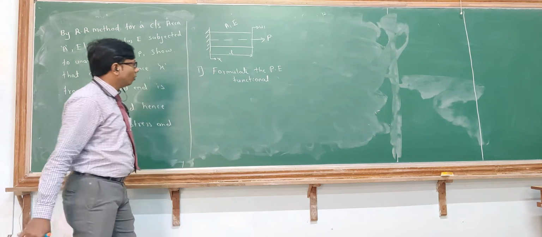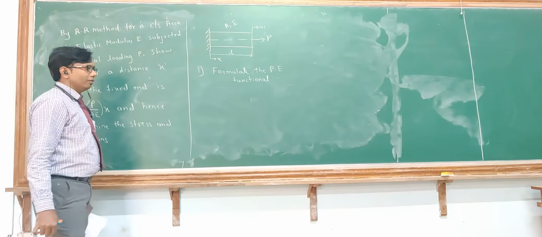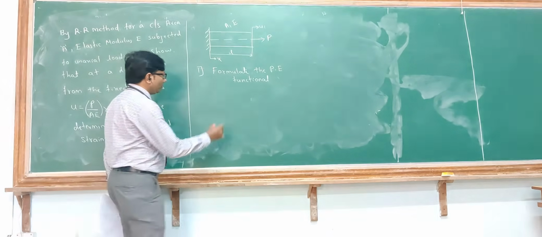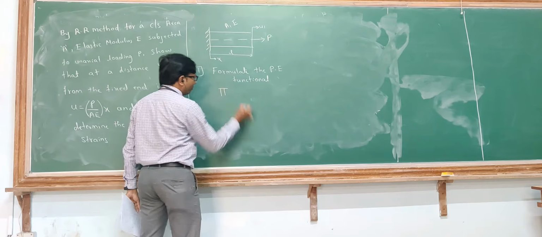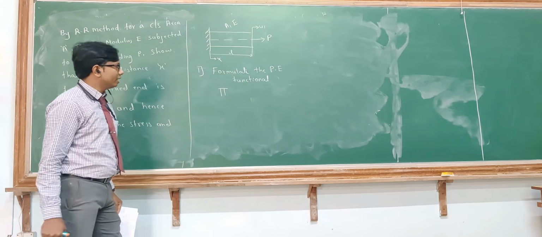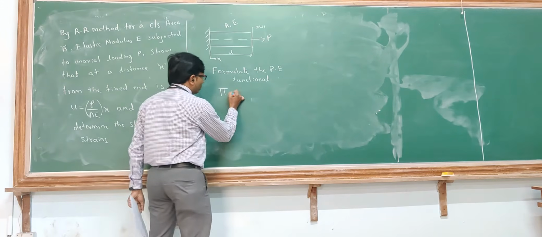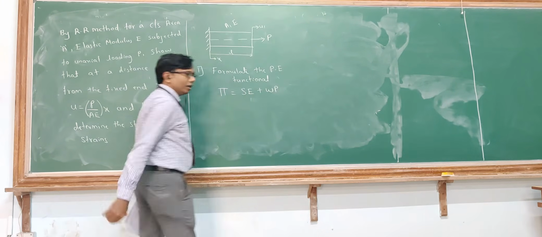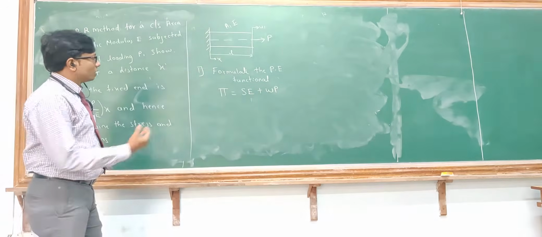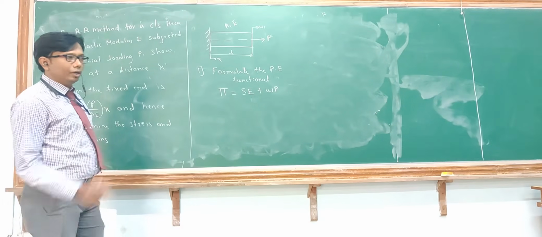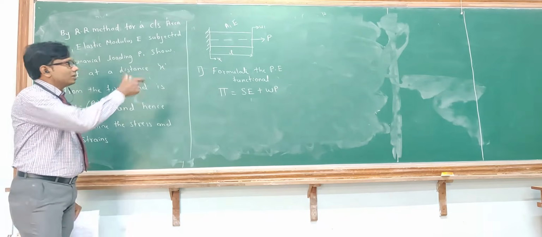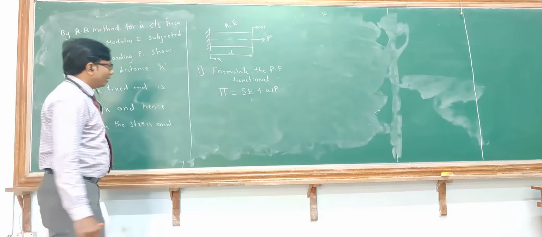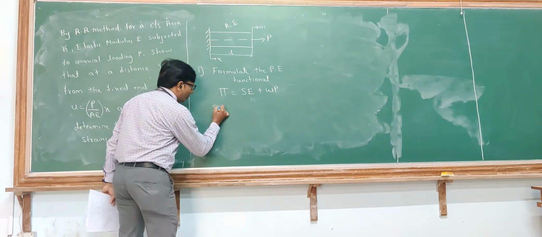You already know what the potential energy functional is. So we know that the potential energy functional is basically given as pi equal to strain energy plus work potential. So strain energy is individually calculated. This is a bar problem, so we'll calculate what the strain energy is for a bar.